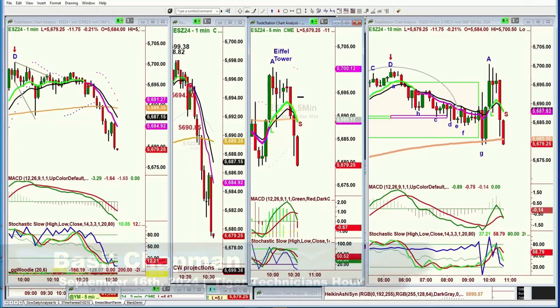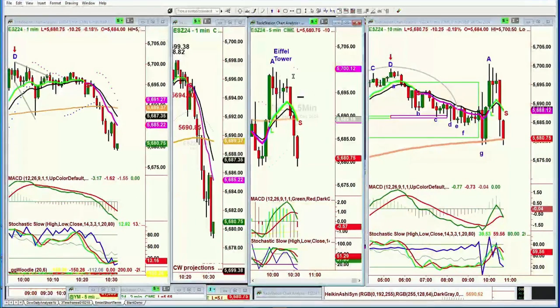So, I'm sure I mentioned it, but maybe I didn't. In the five-minute chart, we had a single leg. I did. I said a single leg A up, which could fail. And then the 10-minute chart, single leg A up, which is that Eiffel Tower pattern that goes straight up and straight down. Looks like the Eiffel Tower. And it's really like an uppercase A.